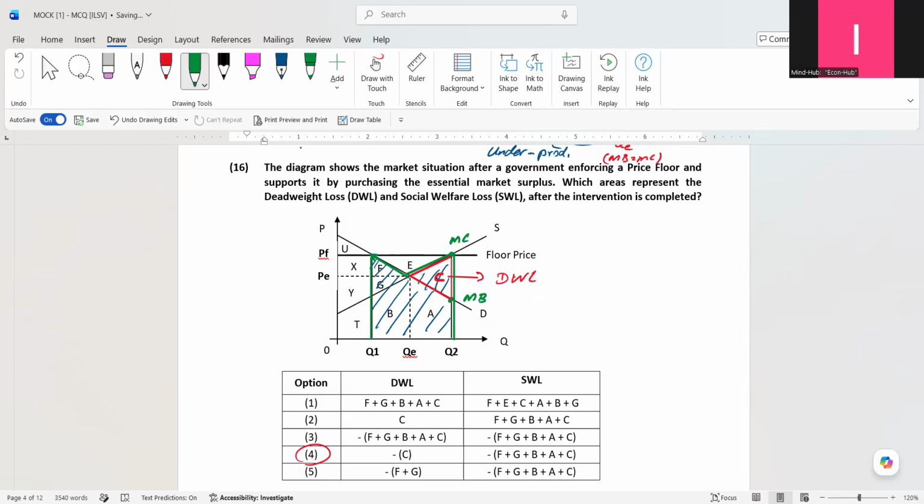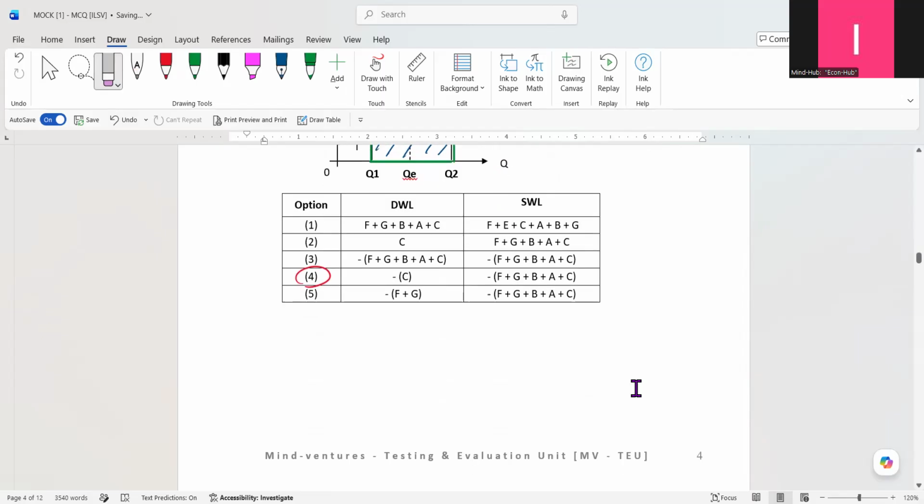So without E, the rest is the government expenditure to buy the excess supply. If I complete it this way, the box that is green color is the government's expenditure to purchase the excess supply. The M-shaped area that is green color, if I remove this now, is basically the social welfare loss. So correct answer number 4.